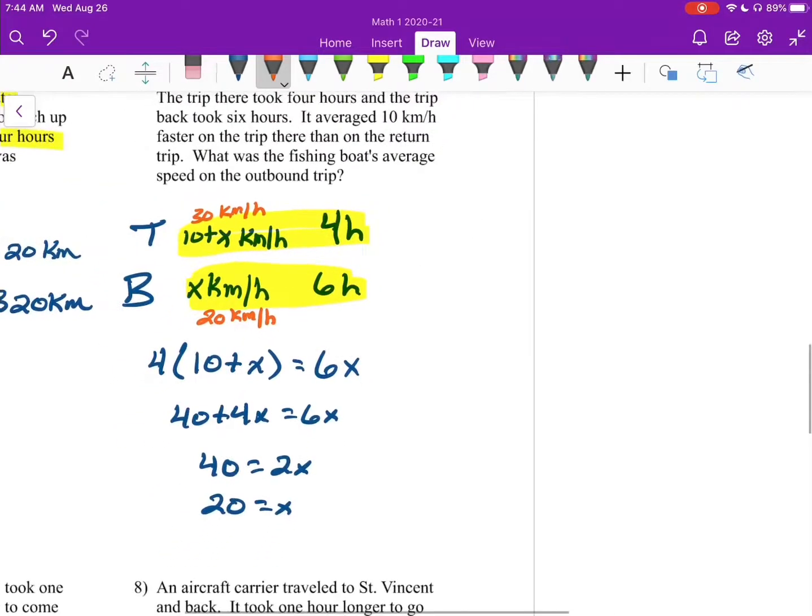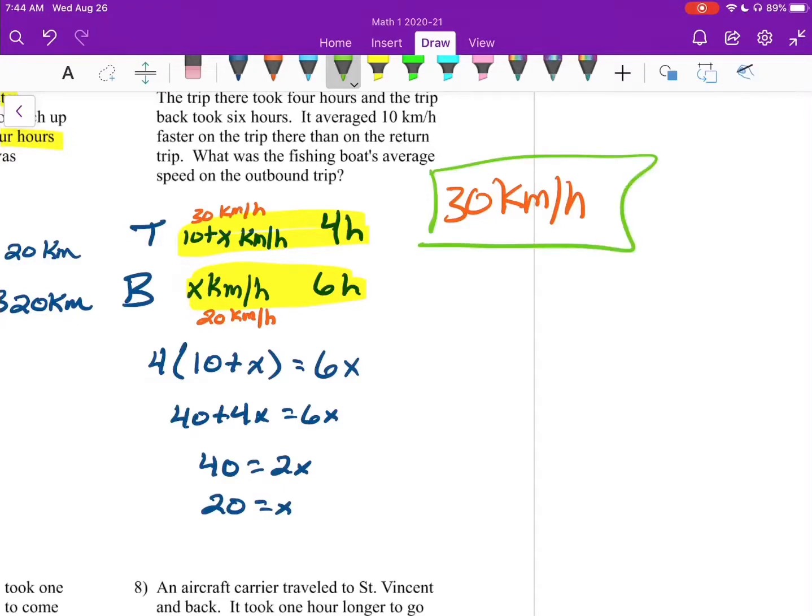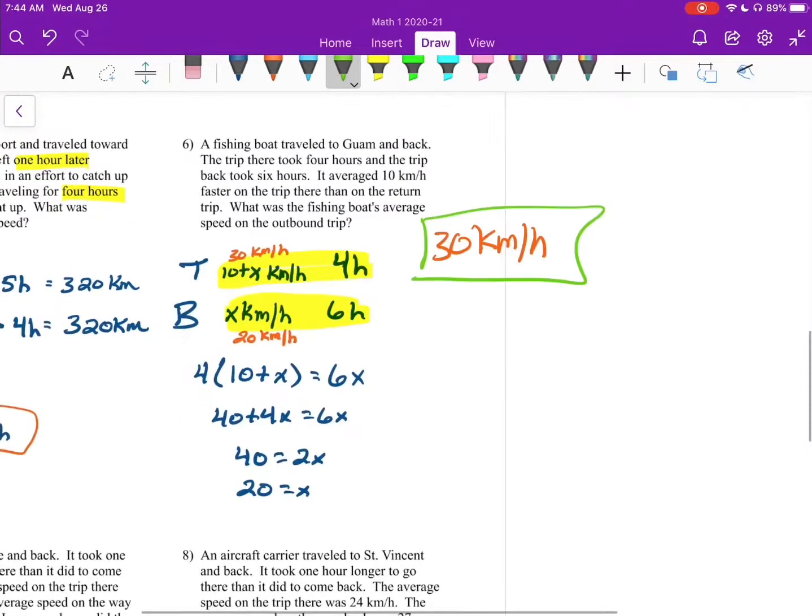Now, what did it actually want? The last sentence there says, what was the fishing boat's average speed on the outbound trip? Outbound means leaving trip. So that would be 30. So 30 kilometers per hour. Alrighty.